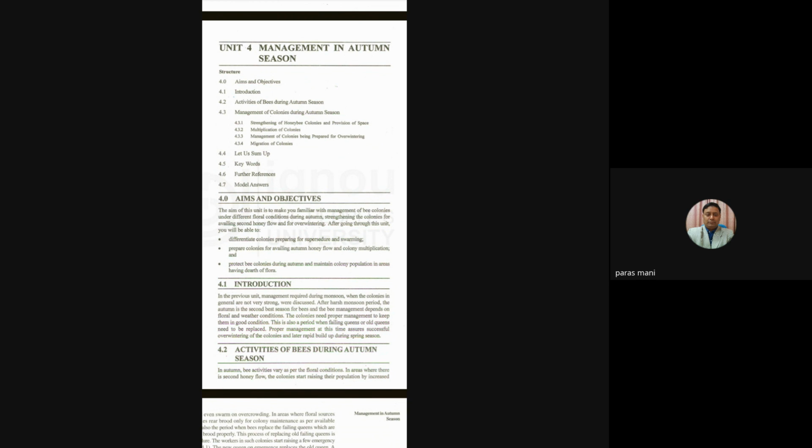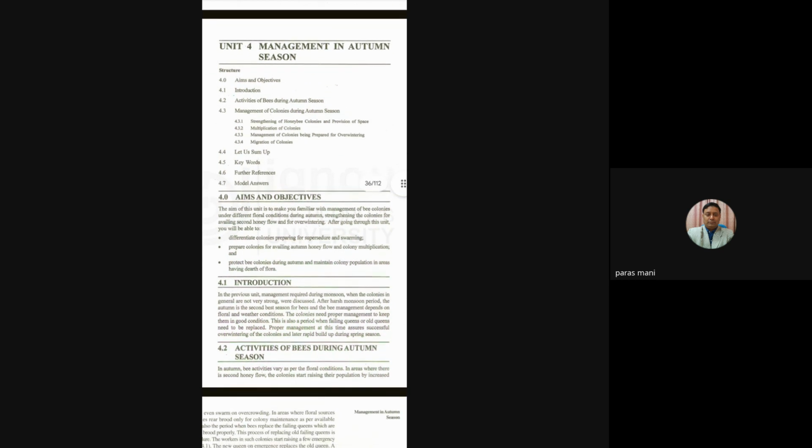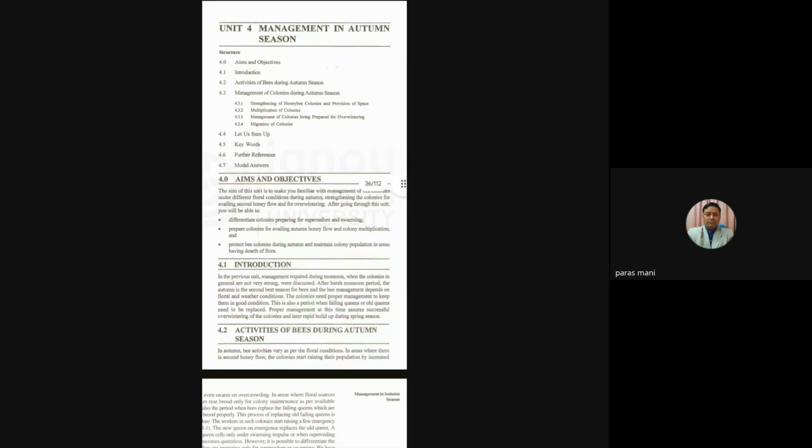And multiplication of colonies, dividing of colonies, how we can divide, in which season we have to divide, these things. Management of colonies, being prepared for overwintering in autumn season, this is one new thing you have to know. And migration of colonies. In autumn season, you can migrate the colonies to a new location where more food source is available, and you can prepare for overwintering. That is one new concept in this chapter.